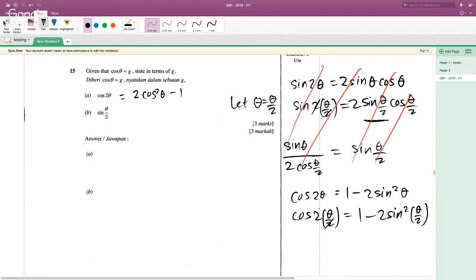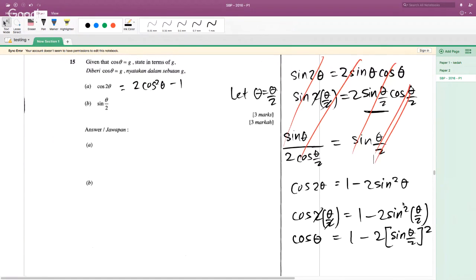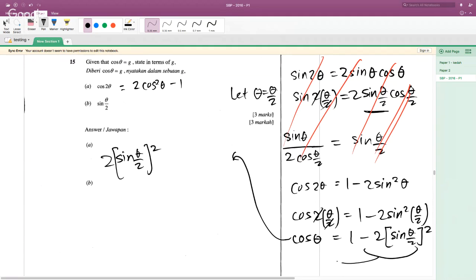All right, so simplify this one, basically you will get cos theta equals 1 minus 2 sine theta over 2 square. The square over here basically means sine theta over 2 square. I will move the whole thing to the other side, to become 2 sine theta over 2 square, and then I move the cos to this side, becoming 1 minus cos theta.